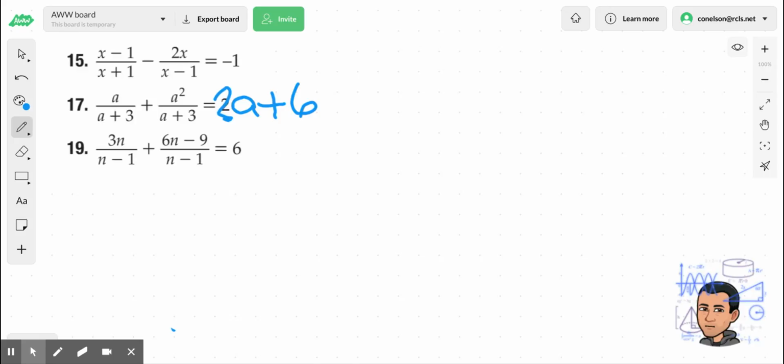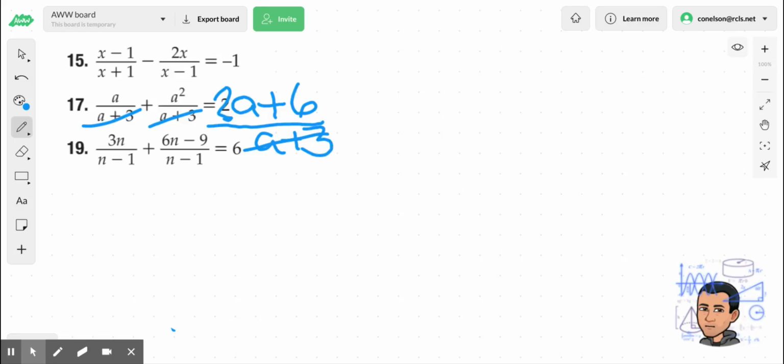Now, if everything on both sides has the same denominator, then you know, because this right now wouldn't just be like that. It would be over a plus 3. And if everything on both sides has the same denominator, then you can get rid of the denominator, because you basically say, I'm going to now multiply every side times a plus 3, and they will all cancel out.